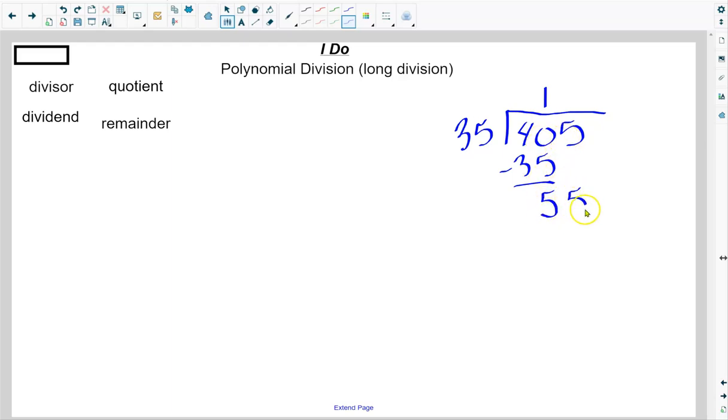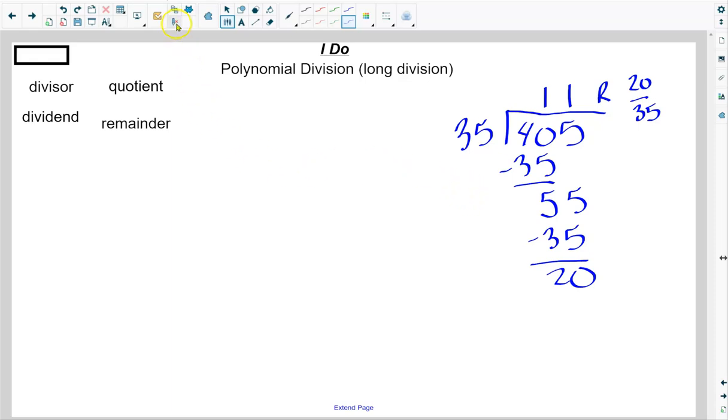We bring this guy down. 35 goes into 55 one time. Multiply that. You get 20. And we can actually stop there and say with a remainder of 20 divided by 35. Okay, so this you've seen before. Polynomials is very, very much the same thing.